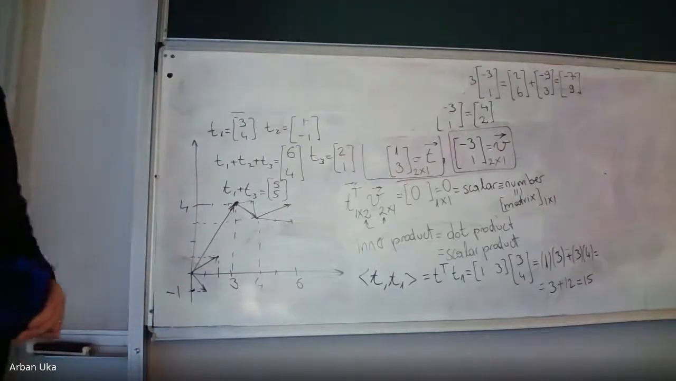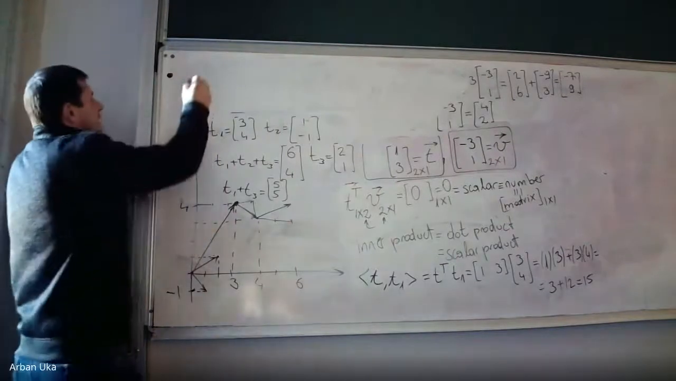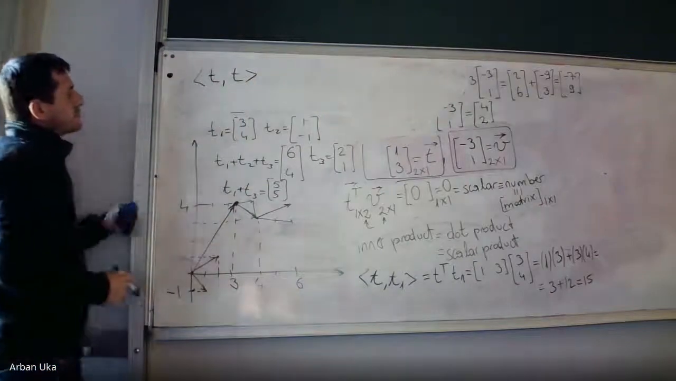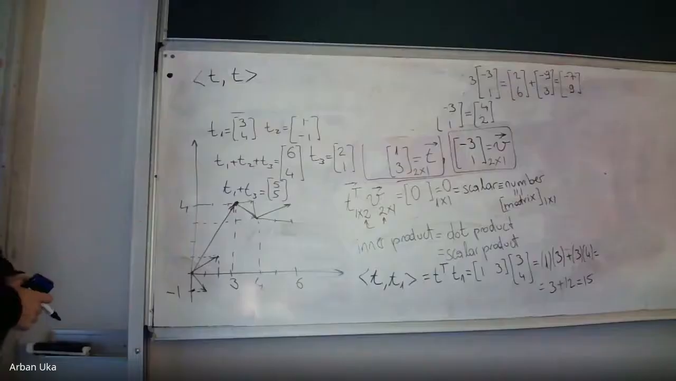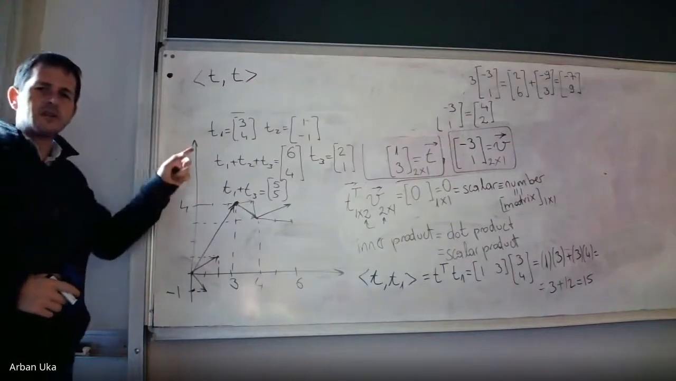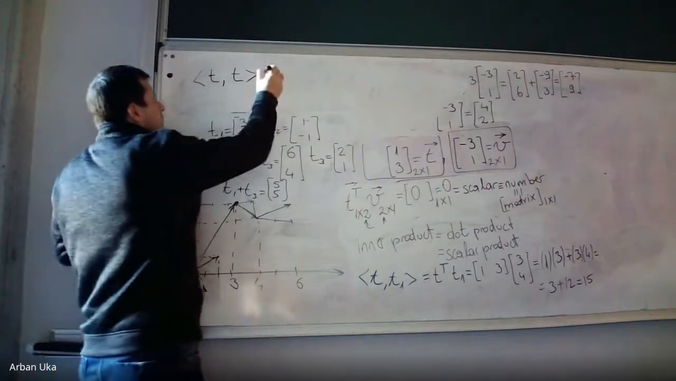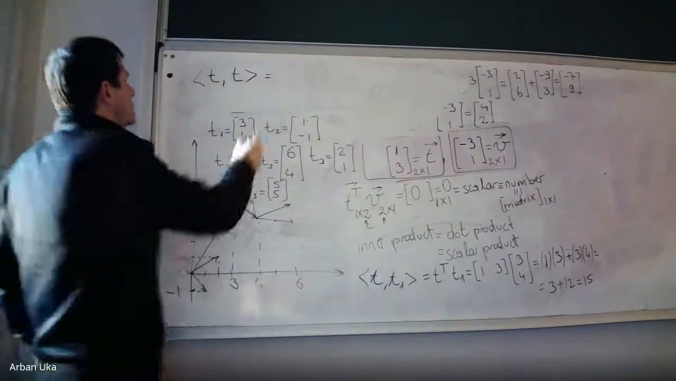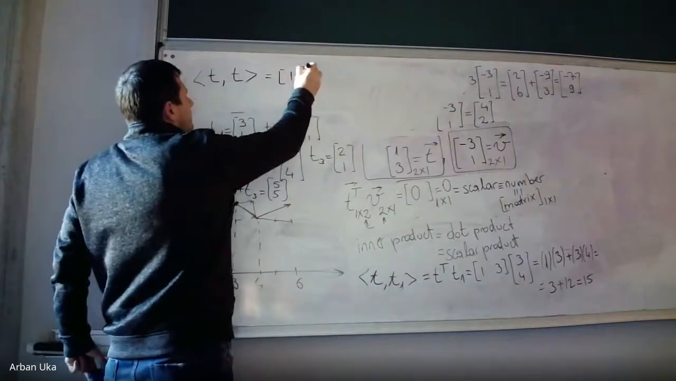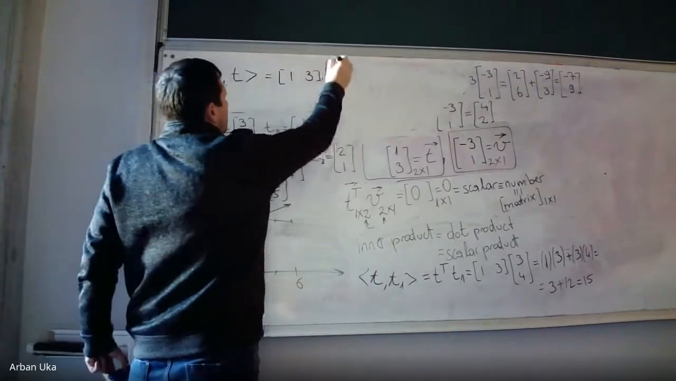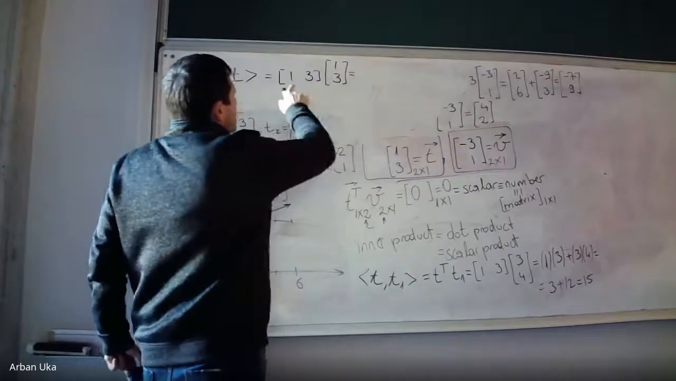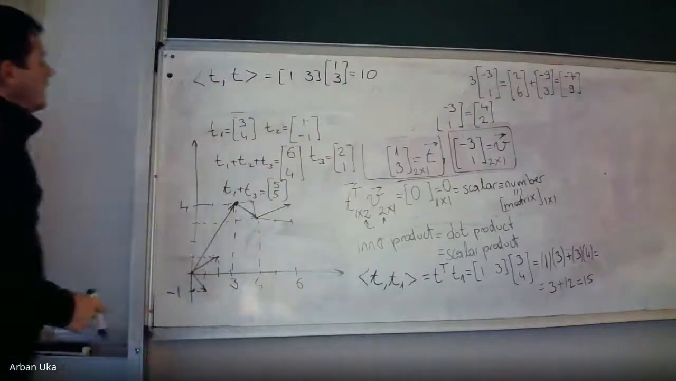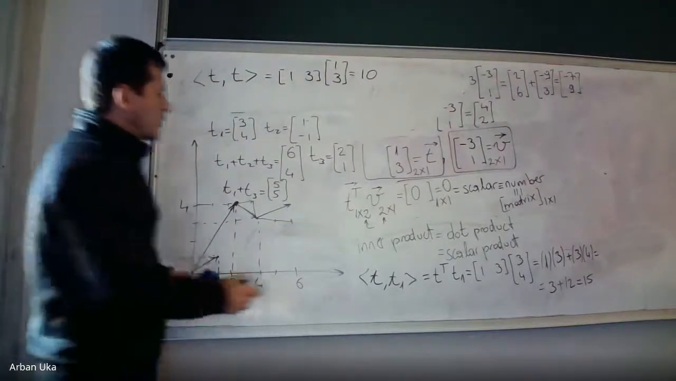Okay. So we can also define T transpose T. What does this mean to you? Transpose of T times T. That's true. But at the same time, this is the inner product of T with itself. So T is (1, 3) times (1, 3). What is this equal to? 1 times 1 is 1, plus 9 is 10. Now, I don't need to write it before because we have this here.